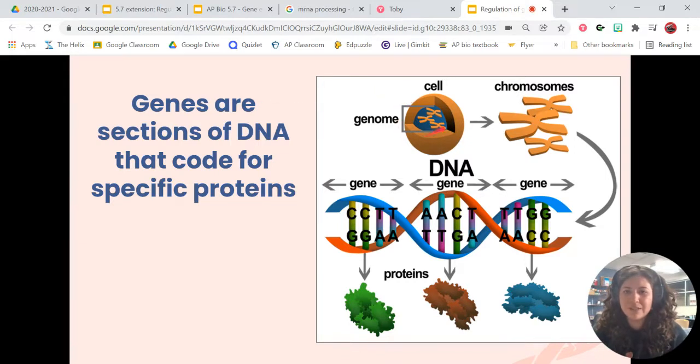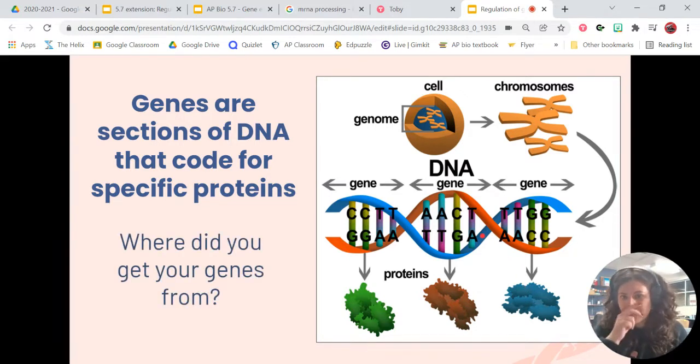So just to remind yourself, there's a nice little picture of a cell. Inside that cell, if it's a eukaryotic cell, is a nucleus. And inside that nucleus are chromosomes, which are just big pieces of DNA. So this DNA has a bunch of segments on it, which are genes, and each gene can code for a different type of protein. So in this example, we have this first gene here, which is coding for this green protein. This middle gene codes for this red protein, etc. So that's what I mean when I say genes are sections of DNA that code for a specific protein.